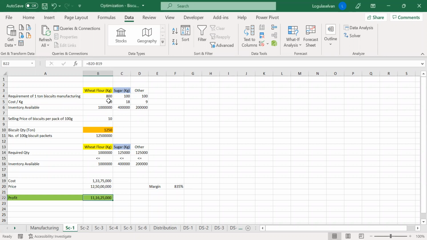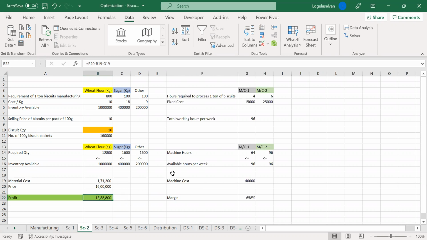In our last video on optimization model, we explained a biscuit manufacturing company which uses wheat, sugar and other ingredients to manufacture biscuit. So with the available inventory, they could manage to create a profit of around 11 crore, which is the maximum profit they are able to create.